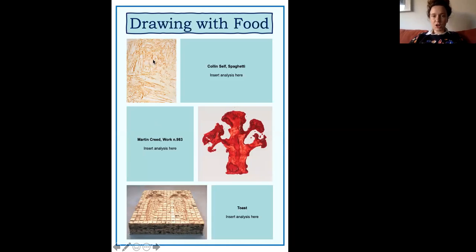This is an artwork by Colin Self, and it's spaghetti, cooked spaghetti, that he's laying out on a page. I think it's got a sauce on. And then he's peeled it off and taken it off. And the imprint that has been created creates this sort of abstract design. So I really like that effect that he's got there. In the middle, we've got an artwork by Martin Creed. And again, another artist who's used food to create a drawing. He's done a stamp. He's printed broccoli, painted it and printed it.